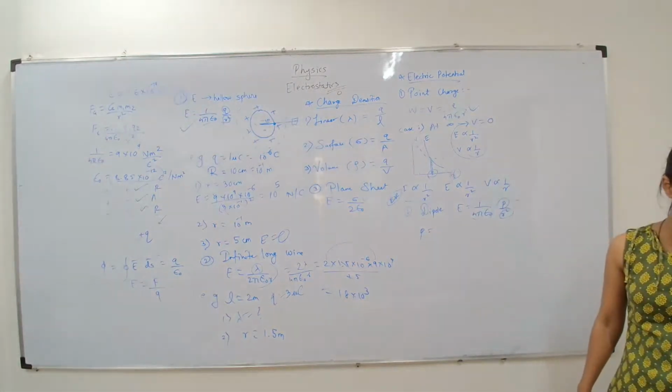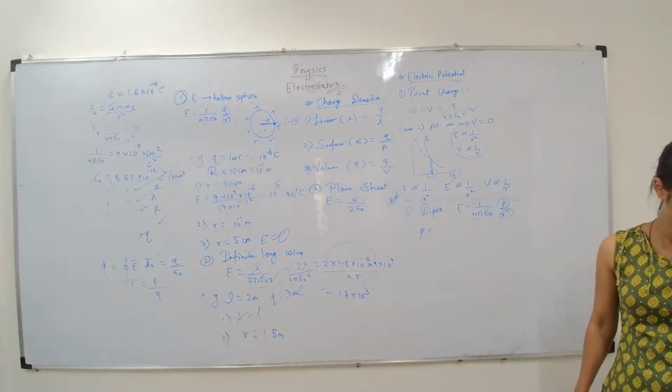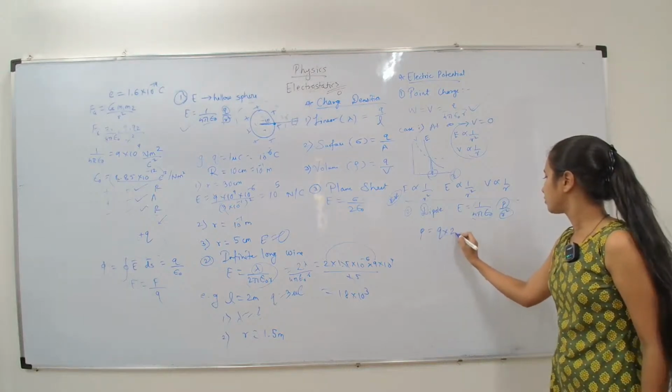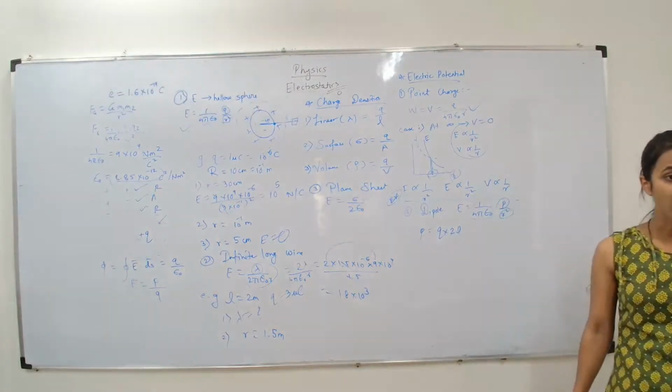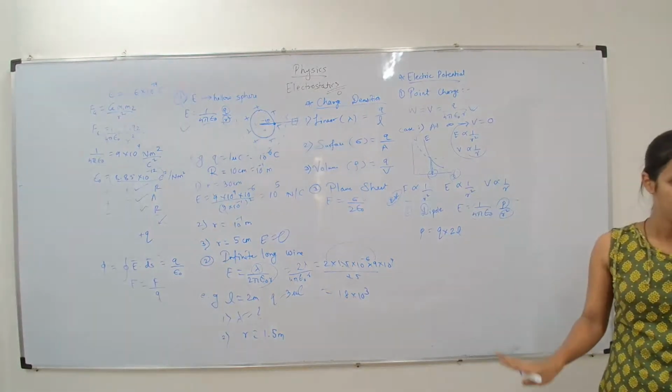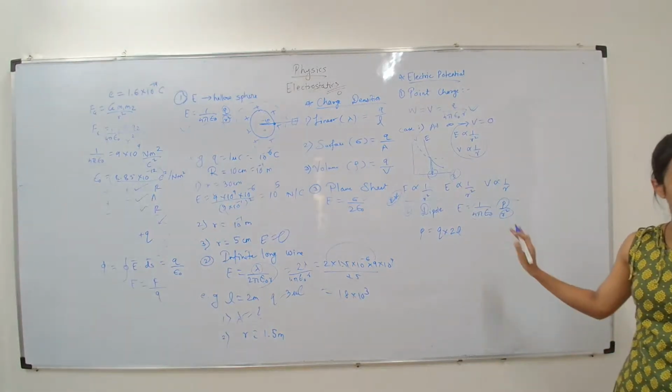What is this P? P is dipole moment and it is given by Q into 2L. Q is magnitude of charge and 2L is distance between two charges. समजलं? Just substitute करायचं.